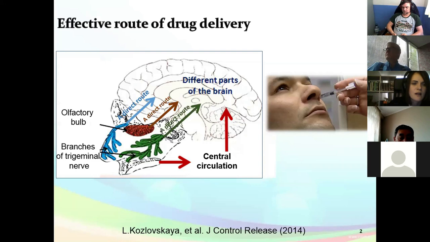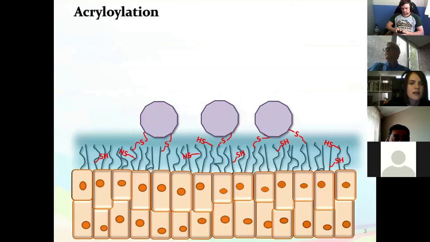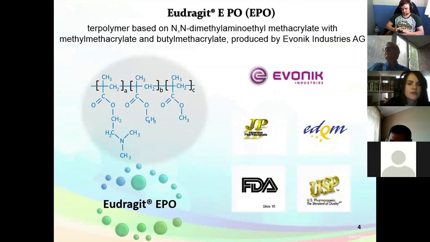It is well known that cationic polymers have excellent mucoadhesive properties due to their ability to interact with negatively charged mucins. Acrylate groups are capable of forming covalent linkages with thiols present in mucins under physiological conditions. In our work, we have used a cationic pharmaceutical polymer manufactured by the German concern Evonik under the Eudragit trademark. We have used one type of cationic polymer, Eudragit EPO. This terpolymer contains 25% of dimethylamino groups, that opens up an interesting opportunity for its chemical modification through acrylation.